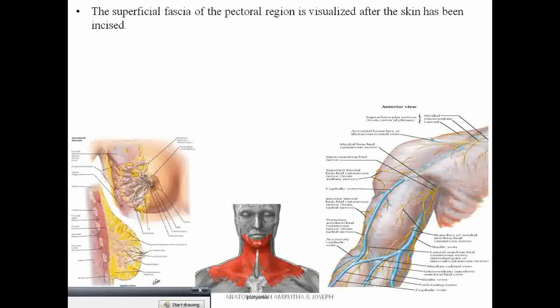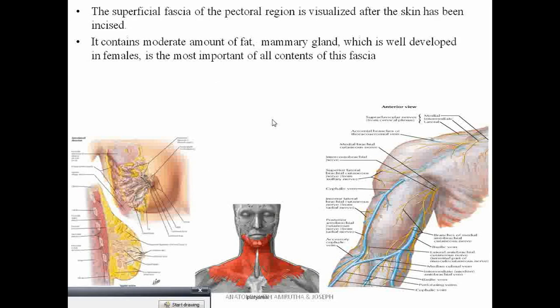Now as usual, like other parts of the body, skin will be there in the pectoral region. After removing the skin, the superficial fascia is visualized. Superficial fascia of the pectoral region is visualized after the skin has been incised. In the superficial fascia, the mammary gland is also visible. Some of the muscles are also seen in the superficial fascia. It contains a moderate amount of fat. Obviously fat will be there in the superficial fascia.